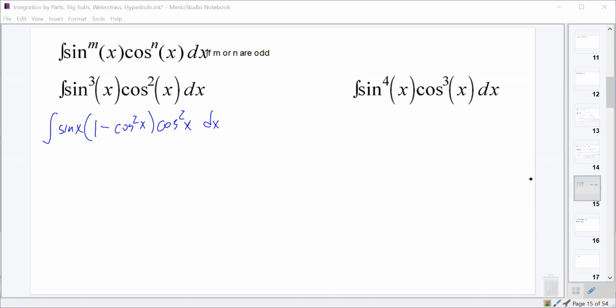So what's the u sub we're going to use? We're going to let u equal cosine x with du equal to negative sine x dx. So put a negative inside, put a negative outside. And what does this become? It becomes the opposite of the integral of 1 minus u squared times u squared. So 1 minus u squared times u squared ought to be u squared minus u to the fourth du. Everybody good with that? Everybody agree with that?